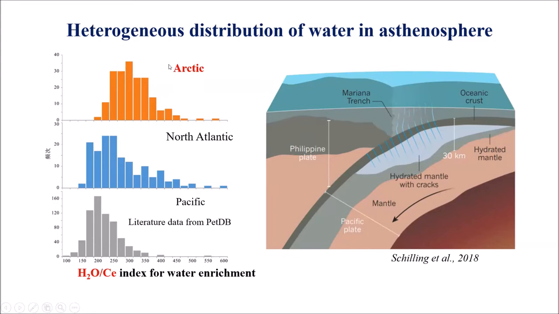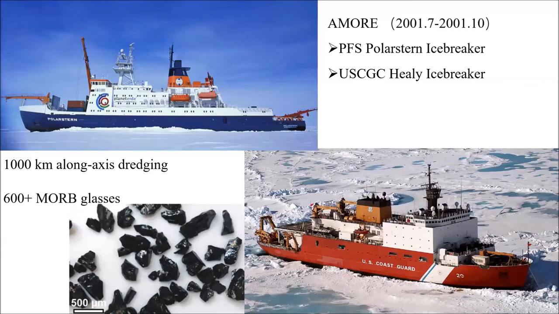So the question came subsequently. Is the heterogeneous distribution of water in the global asthenosphere caused by subduction? How much water from the slab actually enters the convective mantle? Previous studies mostly concerned how deep water can be carried down into the Earth, but how far water can be carried in the asthenosphere remains unknown. And among global MORB, the Arctic MORB, which is the most enriched in water, will be more likely to help us answer these questions.